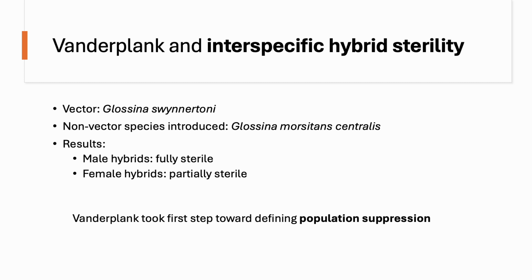So the male hybrids were noted to be fully sterile, while the female hybrids were noted to be partially sterile. Ultimately, Vanderplank took the first steps towards defining the population suppression notion that we will be discussing throughout this chapter.